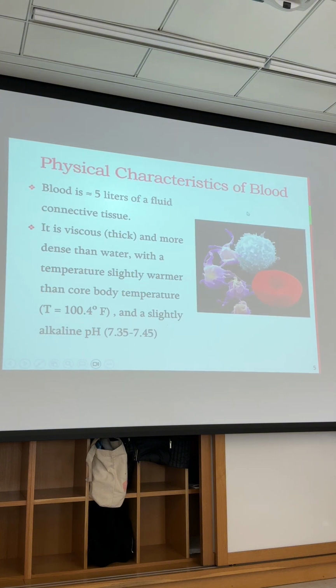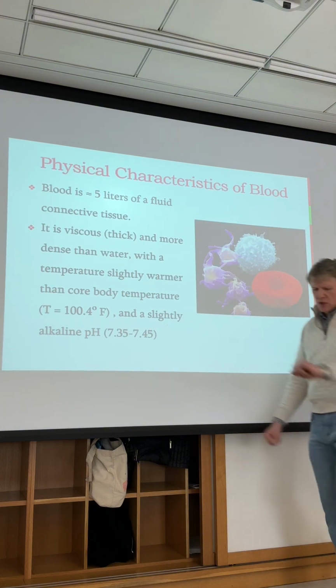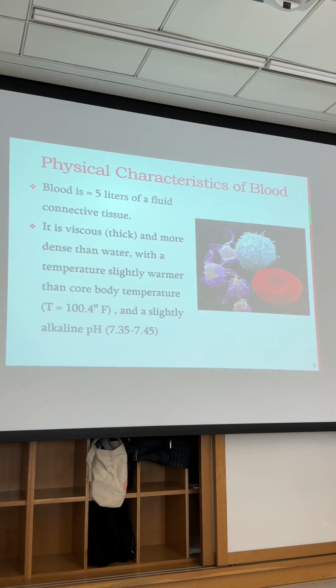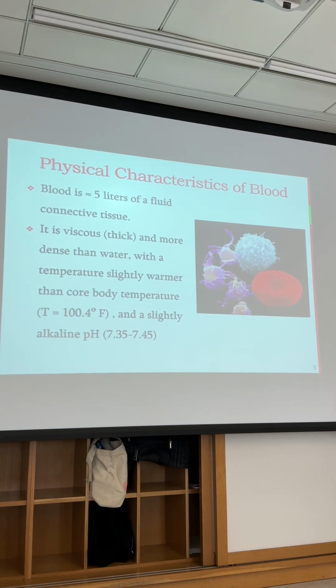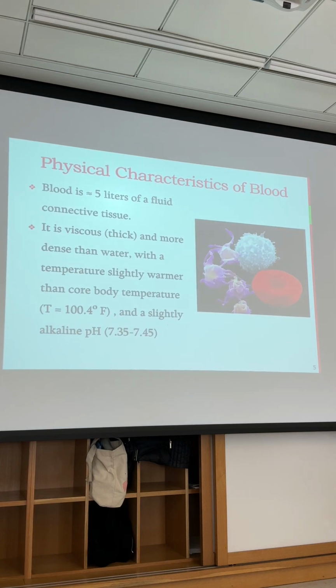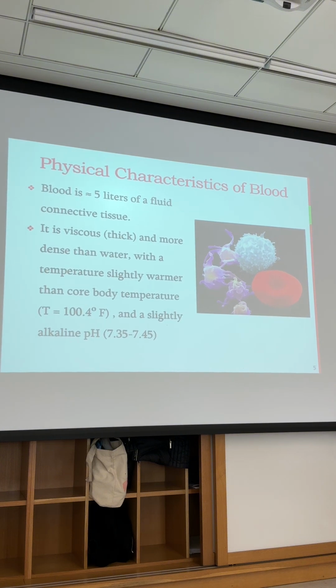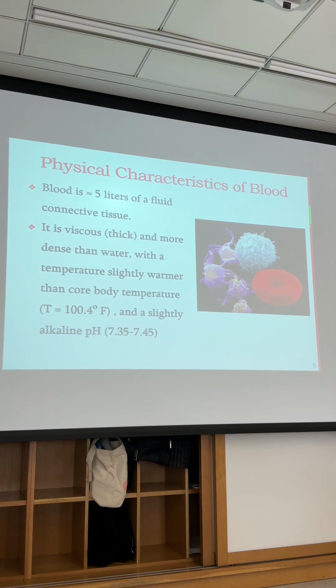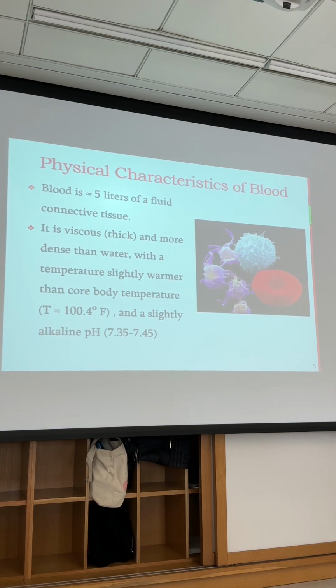All right, so 5 liters of a fluid connective tissue, viscous and more dense than water. That's due mostly to the cells that are in the blood, okay? Slightly warmer than your core body temperature. What's the textbook number for your body temperature in Fahrenheit? 98.6. So this is a little bit warmer than that.